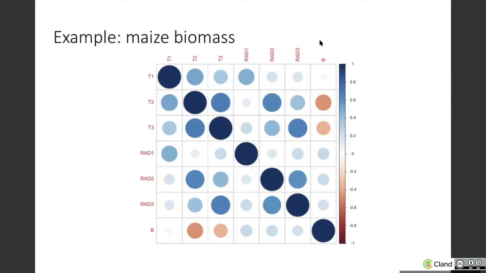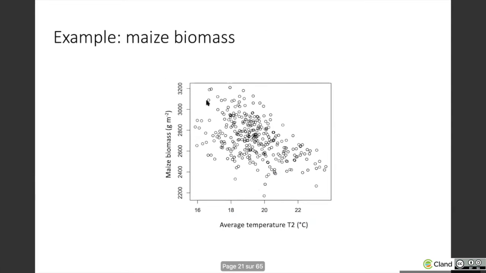If you look at the biomass, B, you can see that it is negatively correlated with T2 and negatively correlated with T3, and positively correlated, though not very strongly, with the three variables related to radiation. The negative correlation between B and T2 is consistent with this graphic showing indeed a decreasing trend.